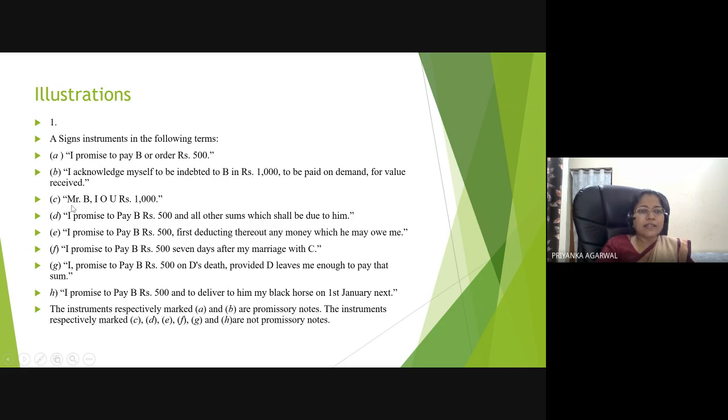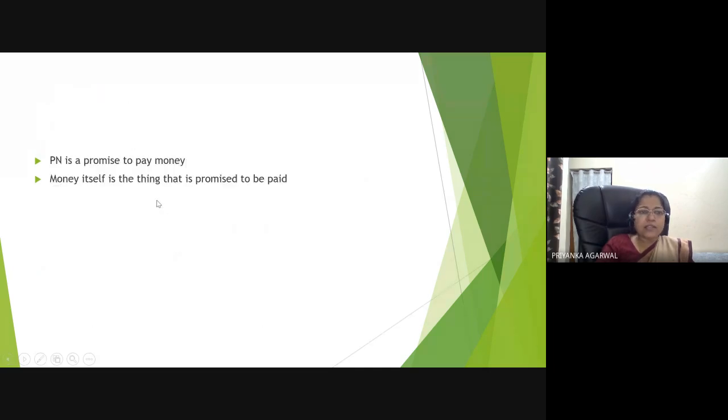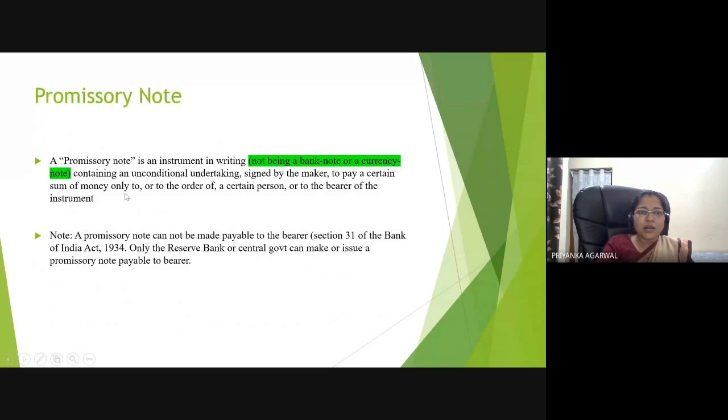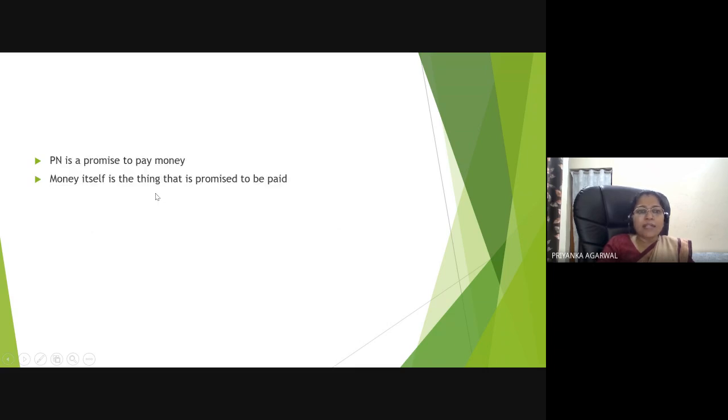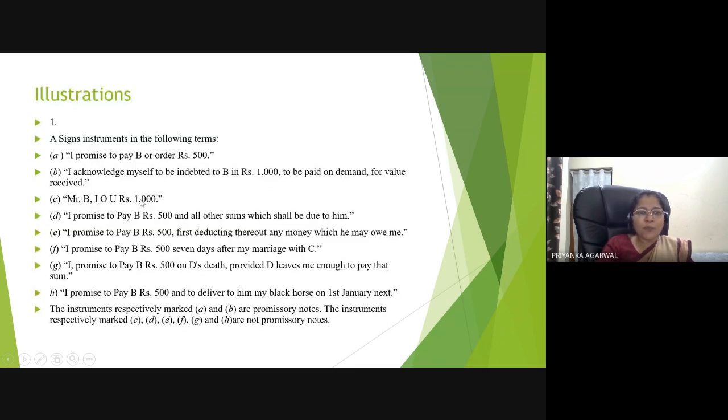But here it is written, "C, Mr. B, I owe you rupees 1000." There is no promise to pay. If you apply the definition, an unconditional undertaking signed by the maker to pay a certain sum of money only to or to the order, it has to be in writing, and there has to be a promise to pay a certain sum of money, right? But in this example, there is no promise to pay. He is just acknowledging the debt. There is no promise to pay that amount. So this is not a valid instrument.